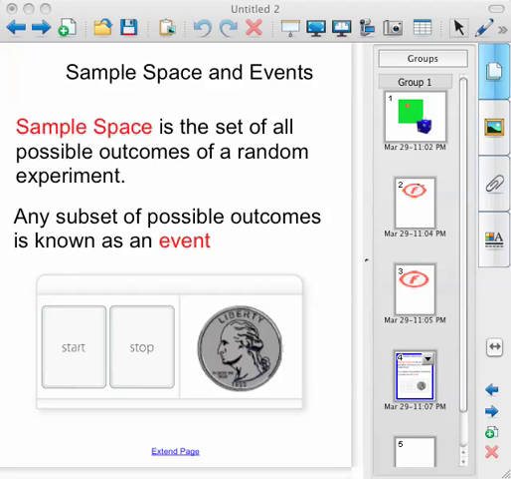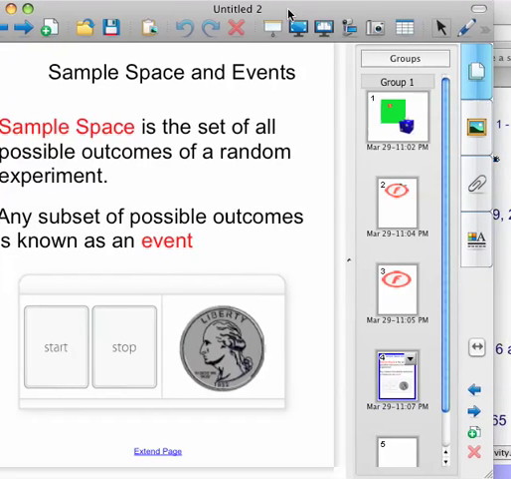Sample space and events. Sample space is a set of all possible outcomes of a random experiment, and any subset of possible outcomes is known as an event. It's a lot simpler than all those big words sound.